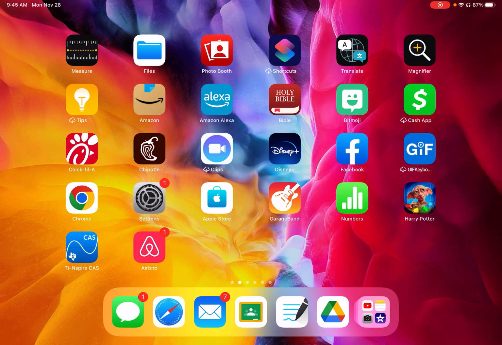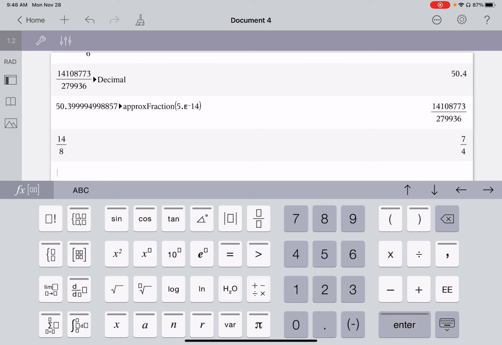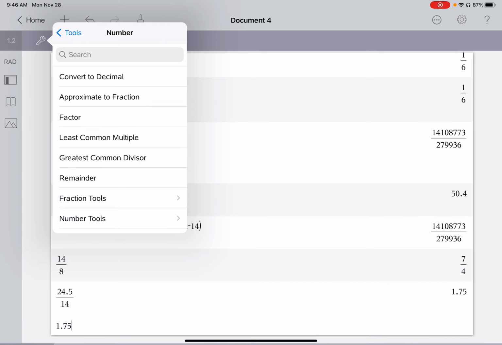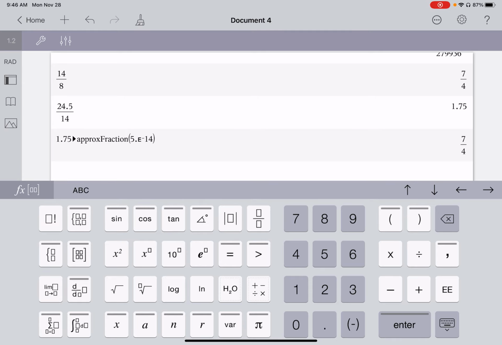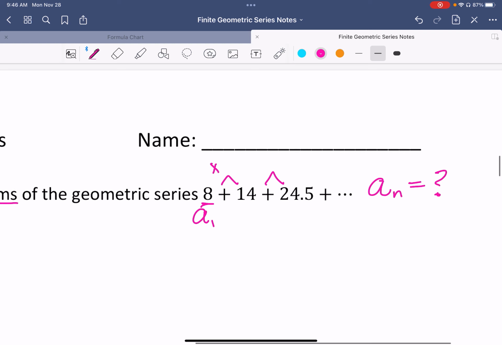So let's go back to our calculator, and we can do 14 divided by 8. We get 7/4. And we do 24.5 divided by 14. We get 1.75. Let's convert that to a fraction. So enter, highlight and enter, and then do menu, number, approximate to fraction. Okay, so they're both 7/4. So we're multiplying by 7/4 every time. So that's going to be our common ratio.